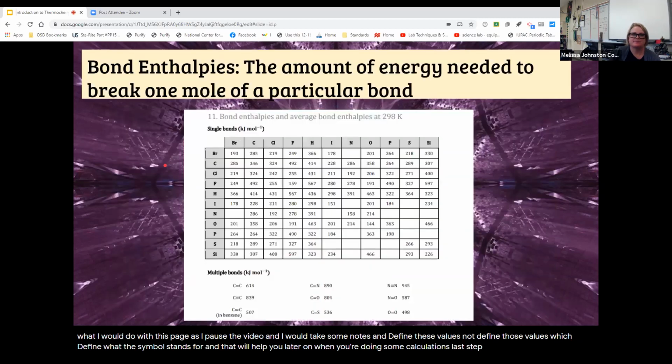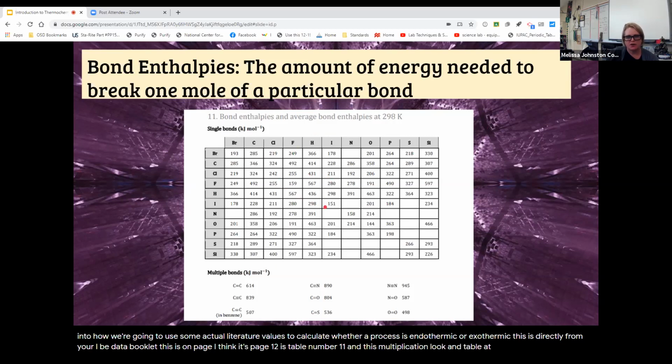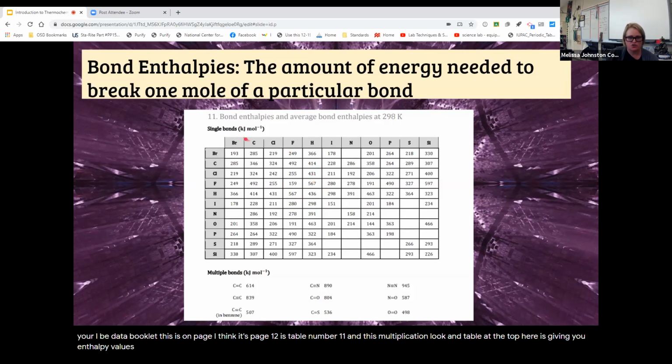Last step. We're going to start leading into how we're going to use some actual literature values to calculate whether a process is endothermic or exothermic. This is directly from your IB data booklet. This is on page, I think, page 12, table number 11. And this multiplication looking table at the top here is giving you enthalpy values in kilojoules per mole of how much energy is needed to break a bond.